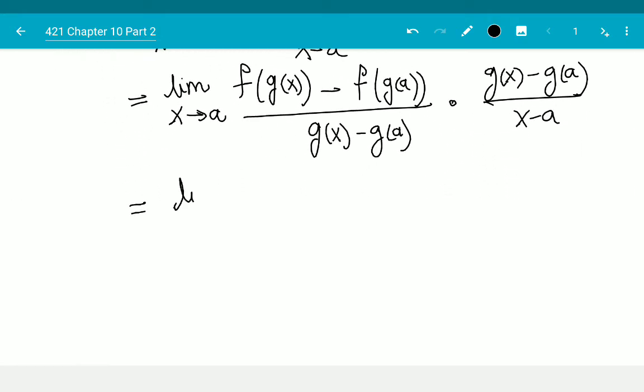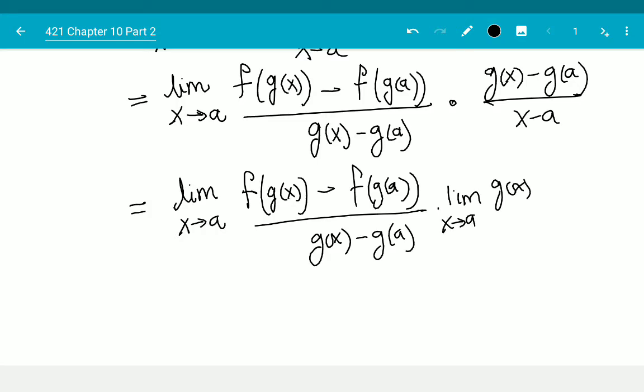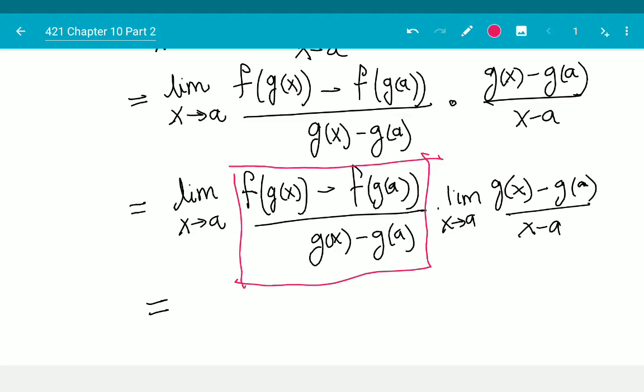And now I can say this is the limit as x goes to a of f of g of x minus f of g of a over g of x minus g of a, times the limit as x goes to a of g of x minus g of a over x minus a. Great. Now we have a small problem. Offhand, I don't know how to find this limit. I have no reason offhand to say why this limit should exist, right?